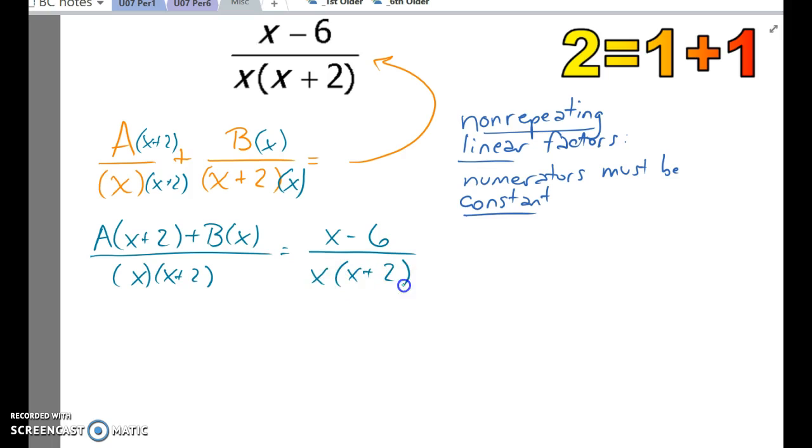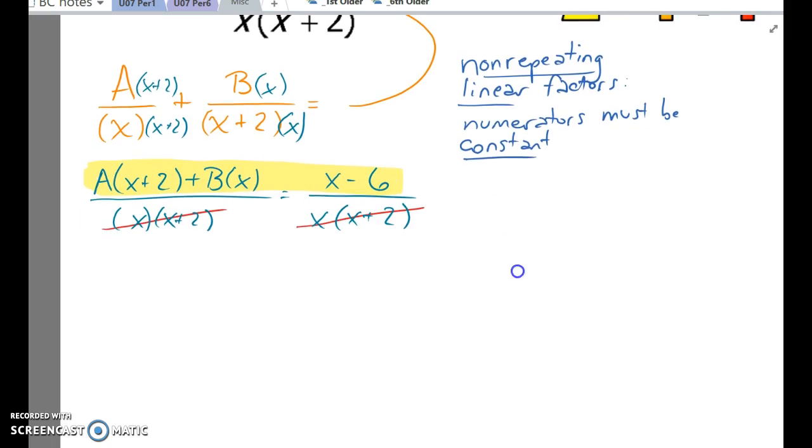And once again, we want to make sure that this fraction equals the original. And because our denominators are completely identical, we can, I guess you could say, multiply both sides by x times x plus 2. And since the denominators are the same, that just means the numerators need to be the same as well. Once we get to this point, there are a couple different options for how to proceed.